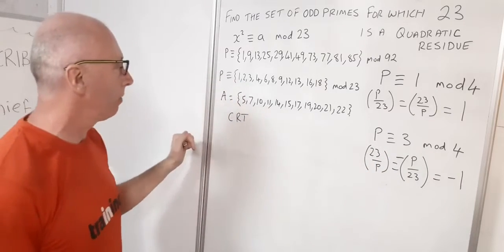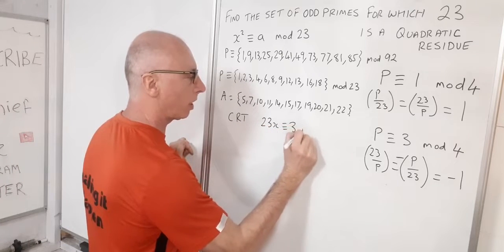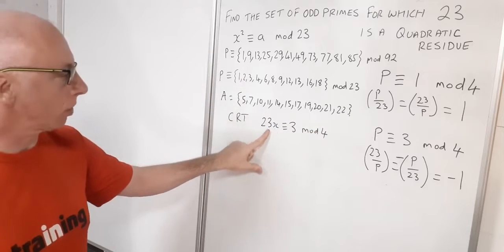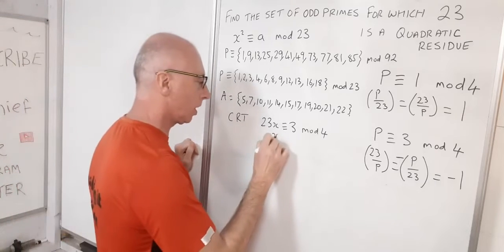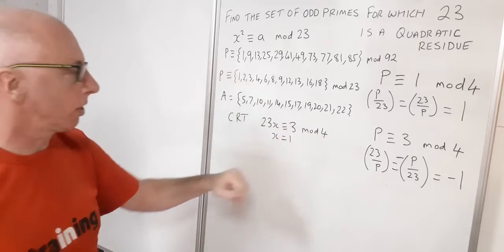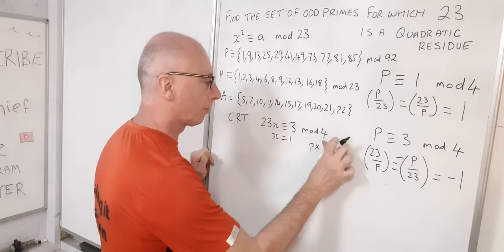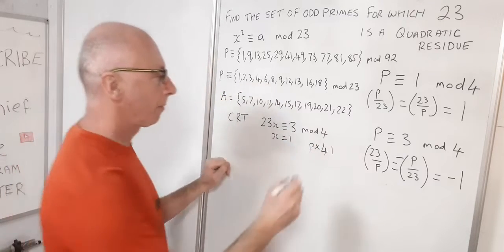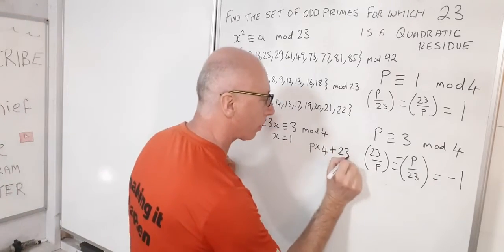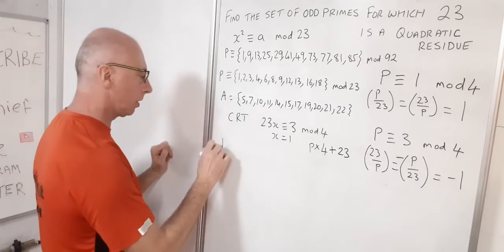We need our multiplicative inverse, which is the solution to 23x is congruent with 3 modulus 4. So this time our x is going to be 1. So 23 is congruent with 3 mod 4. That's pretty straightforward to see. So now to adjust all these with the Chinese remainder theorem to get to mod 92, we need our p times 4, and then add 23 times our x, which is 1. So we just add 23. So times each of these by 4 and add 23. That'll be our new set of prime numbers.